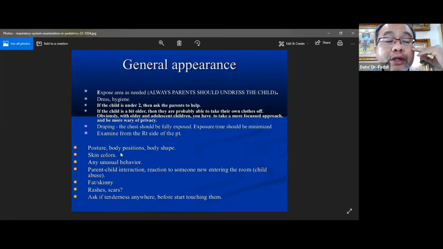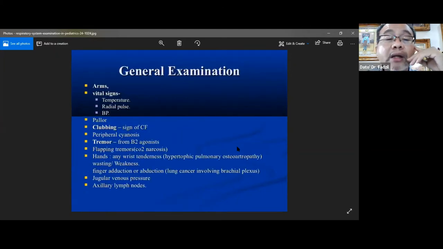Look at the posture, body position, body shape, skin color, any unusual behavior, and parent-child interactions. These give you some clues. Look at the reaction to someone new entering the room, fat or skinny, rashes, scars. Ask about any tenderness before you start to touch them. And don't forget to introduce yourself, who you are, and tell them what you want to do.